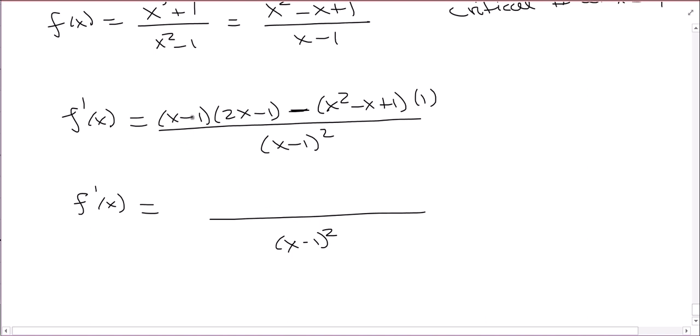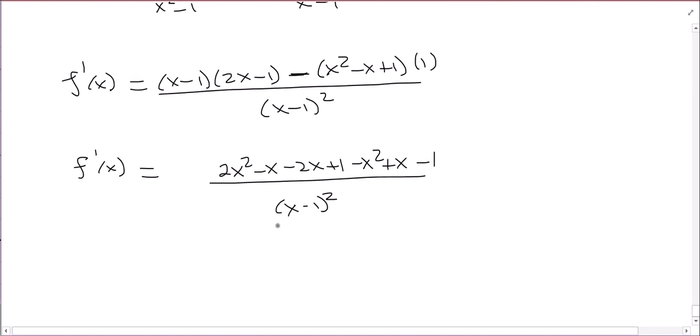And on the top, when you multiply this, what do we get? You're going to have 2x squared minus x minus 2x plus 1. And then here, 1 times that is just the same thing. So let's just distribute that negative: minus x squared plus x minus 1. Always remember to put parentheses here. This is where I see the most mistakes, where no parentheses are placed and then the negative is not distributed.